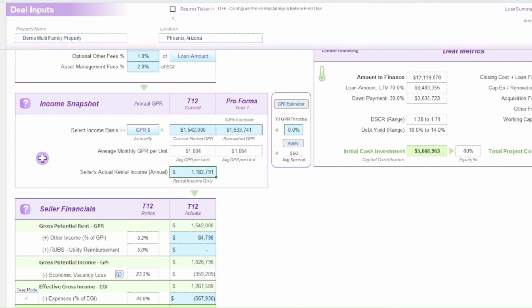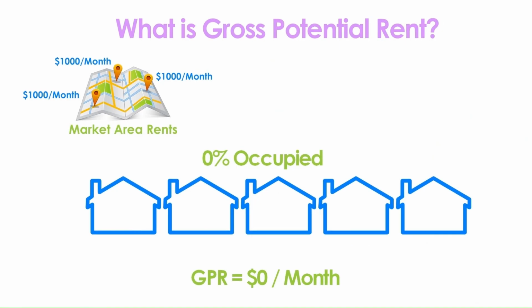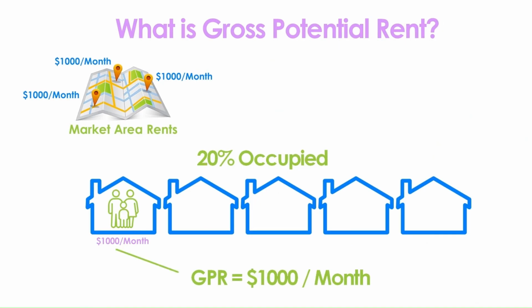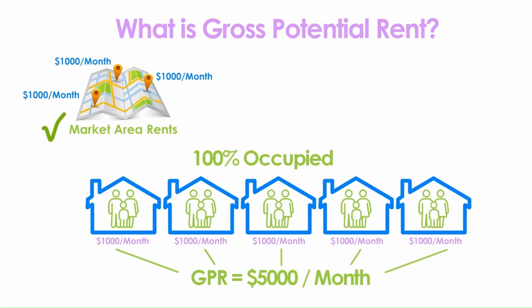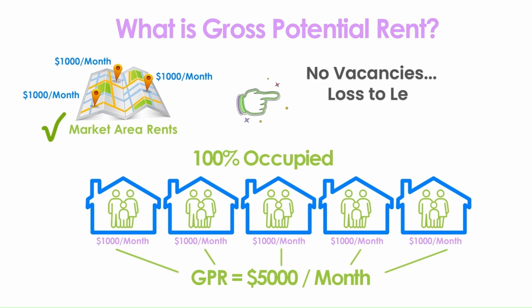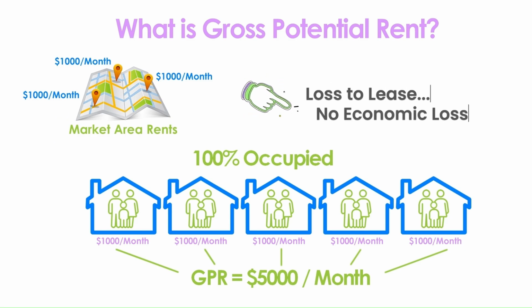Next, let's complete the income snapshot section. In this section, we'll set both the T12 and year 1 gross potential rents. It's important to understand that gross potential rent is the total rental income a multifamily or self-storage property could generate if all units are rented at current market rates, with no vacancy, loss to lease, or other economic losses.